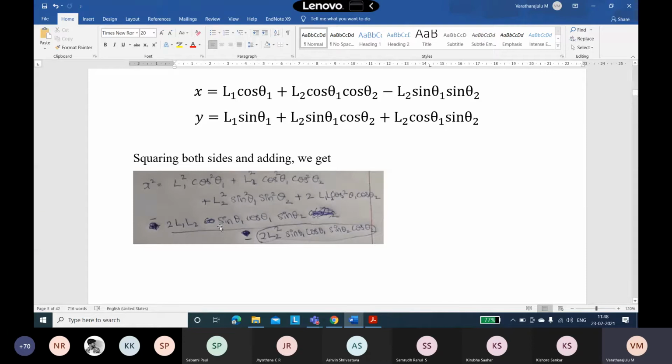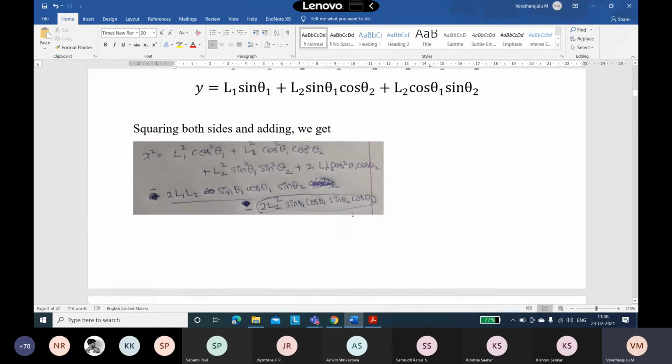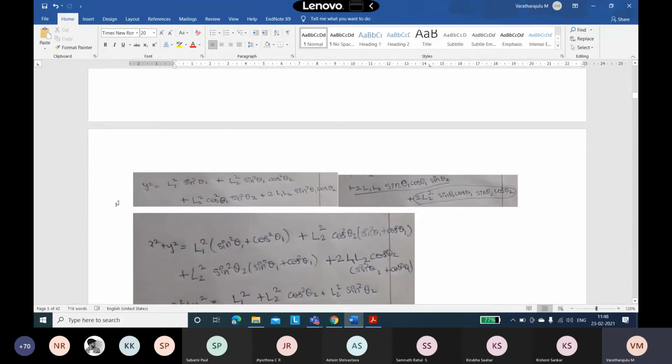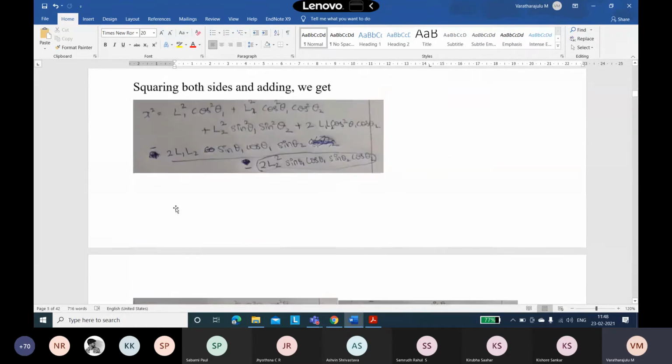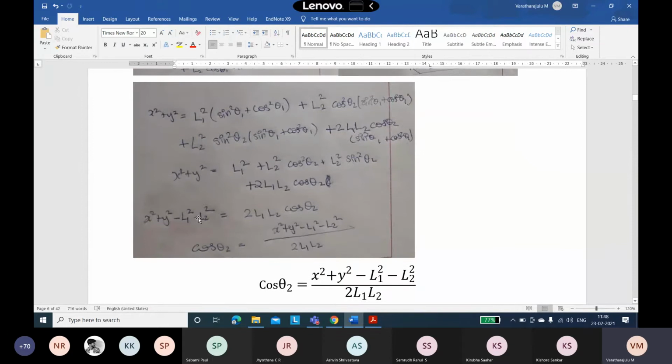and everything which we are disseminating. Plus L2 square sin square theta 1, sin square theta 2, plus 2 L1 L2 cos theta 1 cos theta 2 minus 2 L1 L2 and so on, minus 2 L square and so on. And similarly he did y square also, and then later he added x square plus y square.